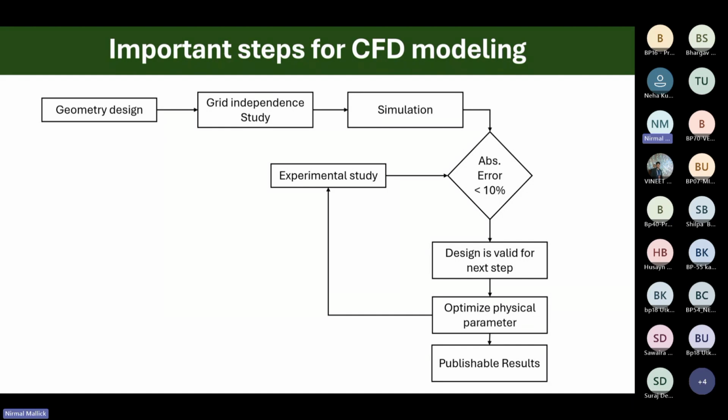Next, you have the case setup, and you will do the simulation. When you have the experimental to simulation error less than 10%, then you can say, okay, my design is now ready for the next step. Suppose you are designing some impeller, like you have an idea of a new type of impeller that can give the same amount of KLA at lower RPM as compared to the Rushton turbine having 6 blades, which gives you around 900 RPM.